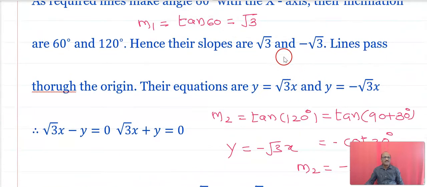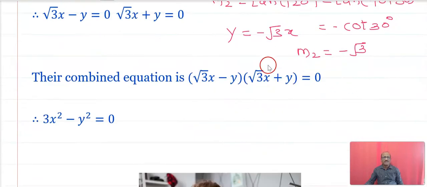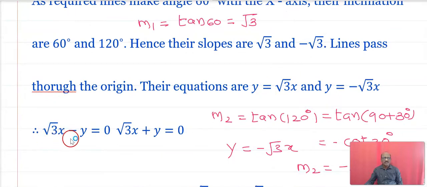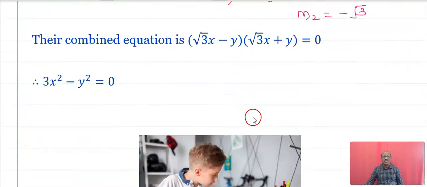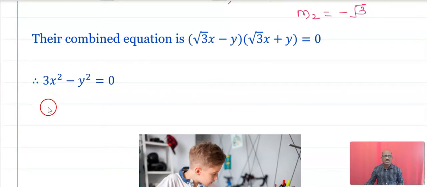and therefore the equations of those two lines are y equals root 3x and y equals minus root 3x. And they can be written as root 3x minus y equals 0, root 3x plus y equals 0, and now their joint equation is root 3x minus y into root 3x plus y equals 0, and hence the joint equation is 3x square minus y square equals 0.